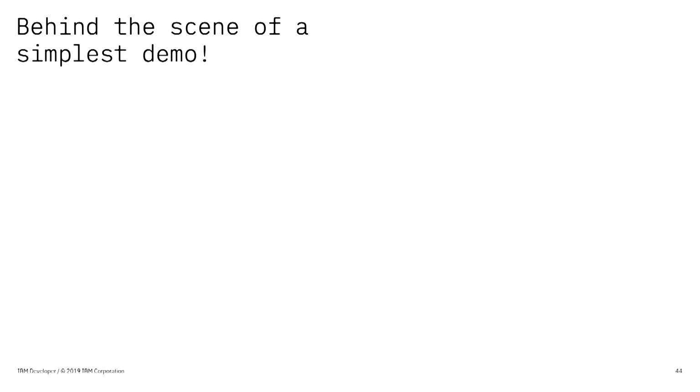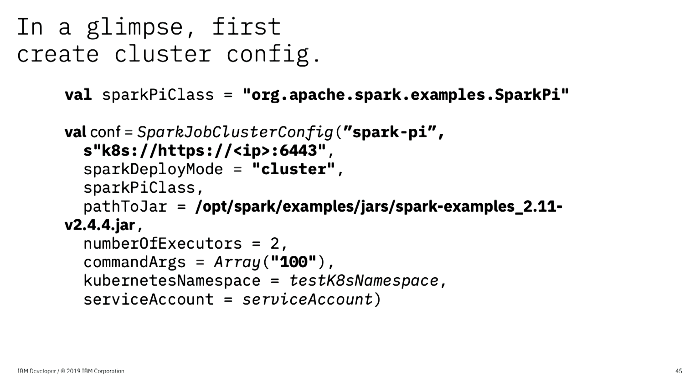A bit about what goes on behind the scenes for this demo. This is the simplest Spark job, like the Spark Pi example. Using the same demo repository, I would just specify the cluster configuration for Spark, say deploy mode is cluster, and this is the class I want to run, and so on. And the rest I leave to the defaults.